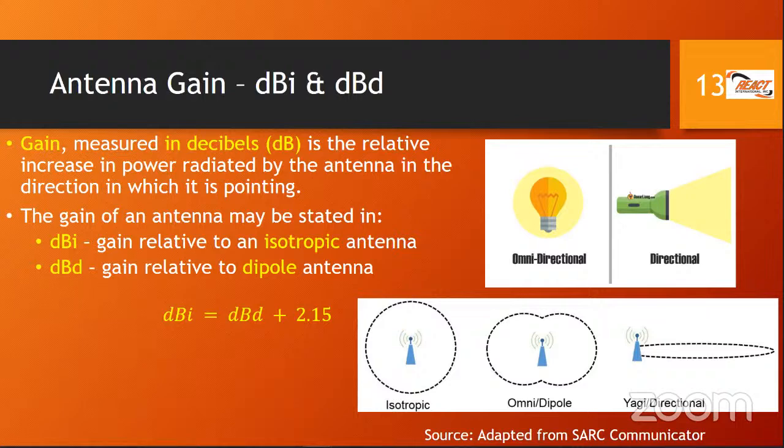dBd is the gain of the antenna relative to a dipole antenna. So the reference is the dipole. And therefore, if your antenna has gain, it's how much above the dipole. It's kind of like saying I'm taller than Ishmael. So whatever height Ishmael is, I'm taller than him. Or I might say I'm taller than Desi.